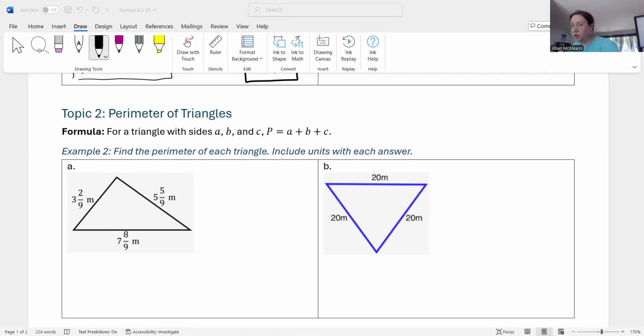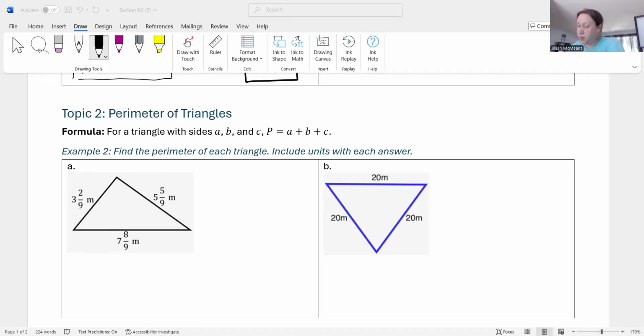For topic two, we're going to look at the perimeter of triangles. And remember, the definition of perimeter is just the distance around a figure. If you're dealing with a polygon, it's the distance around the polygon. In order to find the perimeter, you just add up the length of all of the sides of your figure or your polygon, okay? So we have that a triangle with sides A, B, and C will have a perimeter of A plus B plus C. So again, we just add up the three sides, okay?